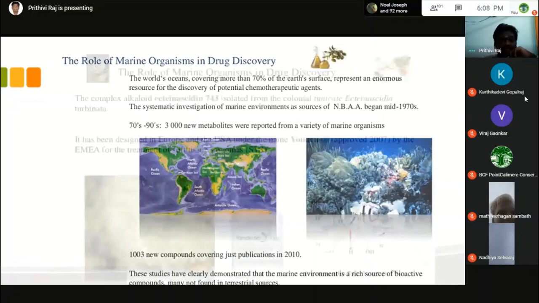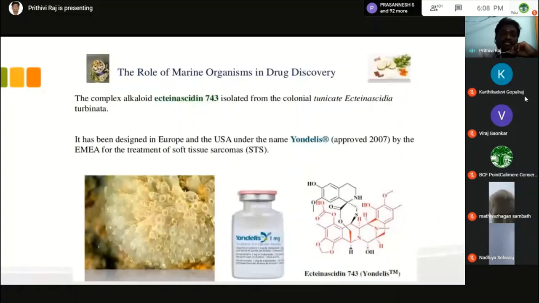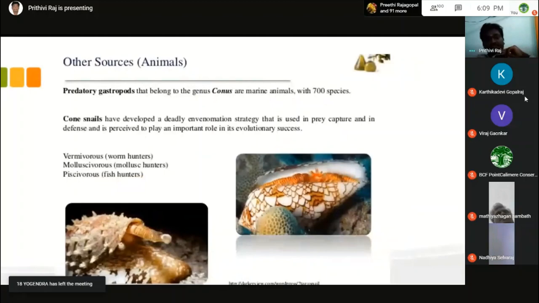So I can go ahead shortly, right? For drug discovery from marine organisms, I can share some figures, because I have more figures of marine organisms, as the ocean is covered with 70% water. This is a Conus. Conus contains some venom toxins. Nearly 700 species are there.